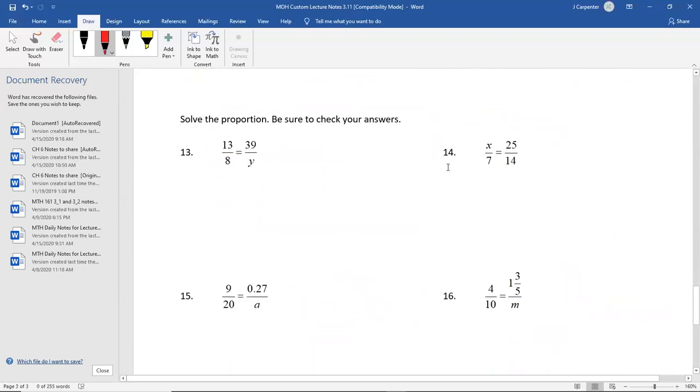Let's actually try solving some proportions. And they say be sure to check. I'm going to leave that up to you. I'll check one of them. I'll check the first one, but not the rest.